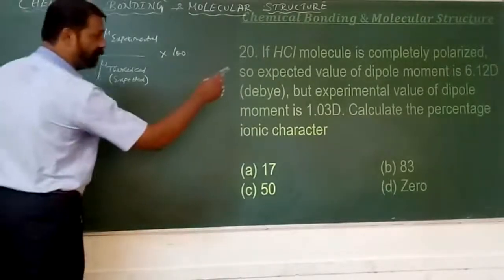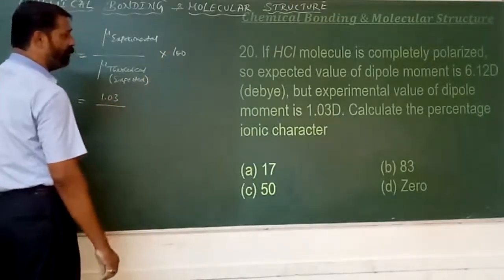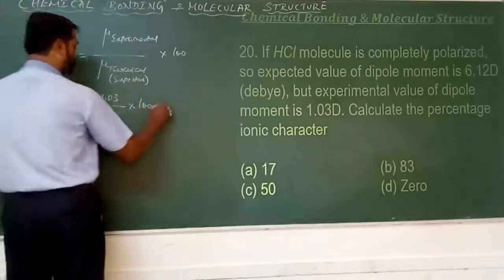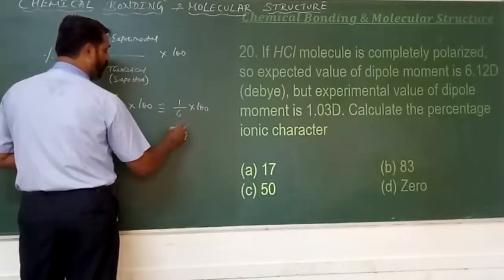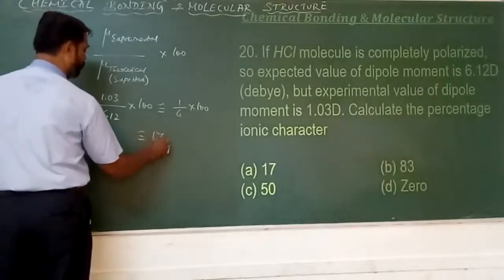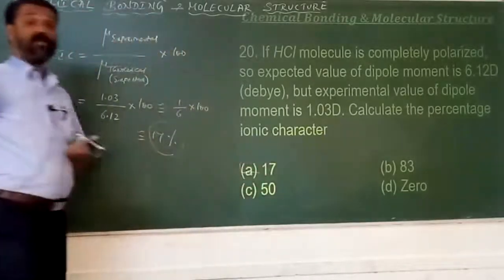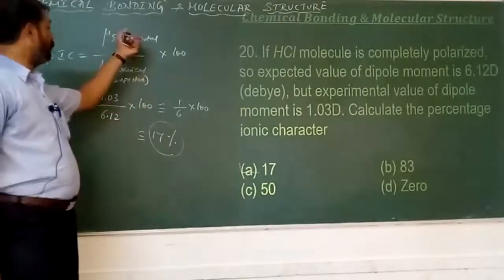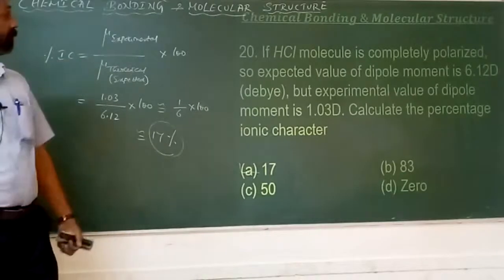What's the experimental here? The experimental value of dipole moment is going to be 1.03, then you divide it by the theoretical. What is the theoretical? The expected or theoretical is going to be 6.12, into 100. That's nearly 1 by 6 into 100. 1 by 6 into 100 is nearly equal to 100 by 6. 100 by 6 means it is 17, I think. It is nearly 17%. So 16 point something, it is nearly 17%. Thus, 17% is which character? Ionic character, if I know both the experimental dipole moment as well as the theoretical. Theoretical is also called the expected dipole moment. Okay? Next.